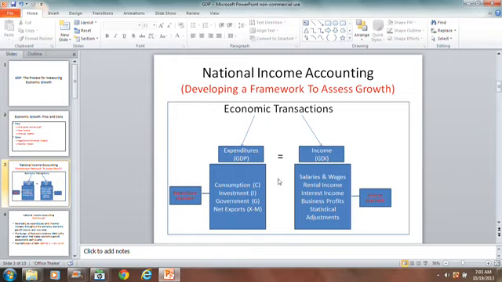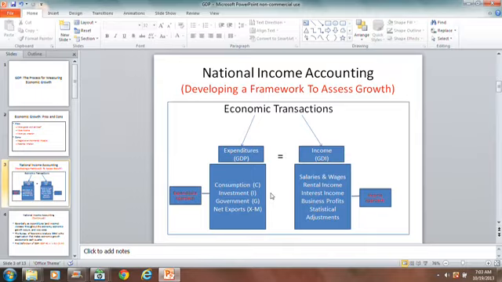Now, the approach I'm going to use here, because it's a little less cumbersome, is I'm going to sum up the expenditures. So I'm going to take what are called consumption expenditures, which are expenditures by households, on durable goods, non-durable goods, and services. Sum up all those expenditures. Then I'm going to add to it investment expenditures.